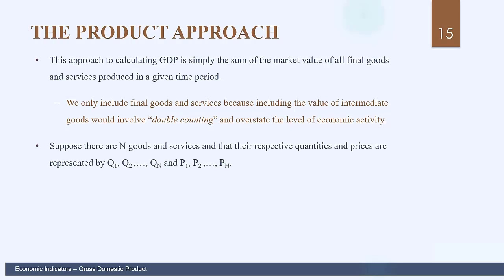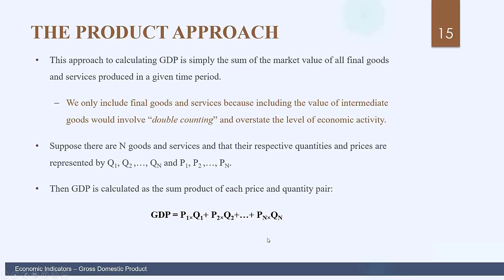Now, suppose there are N goods and services and their respective quantities and prices are represented by Q1 to Qn and P1 to Pn. Well then, gross domestic product is simply calculated as the sum product of each of these price and quantity pairs. This is exactly what I showed you in the earlier slide. So in this approach, you would need to have a list of every single product and service in the economy, its price, and its quantity, and then you would do this calculation to get GDP.